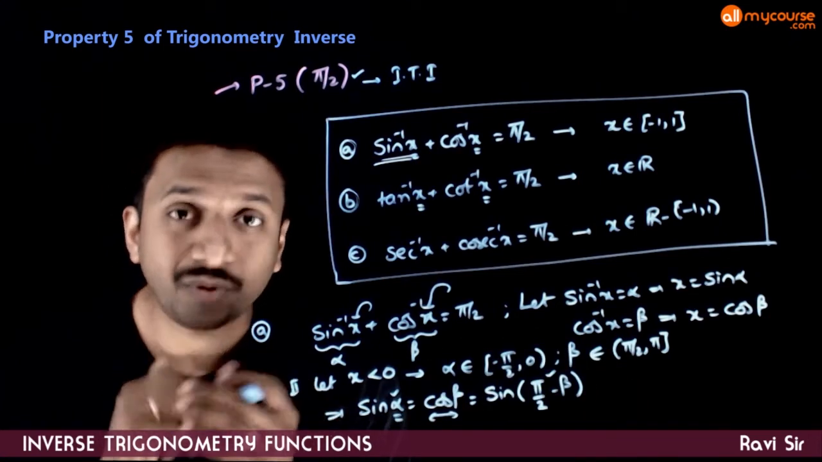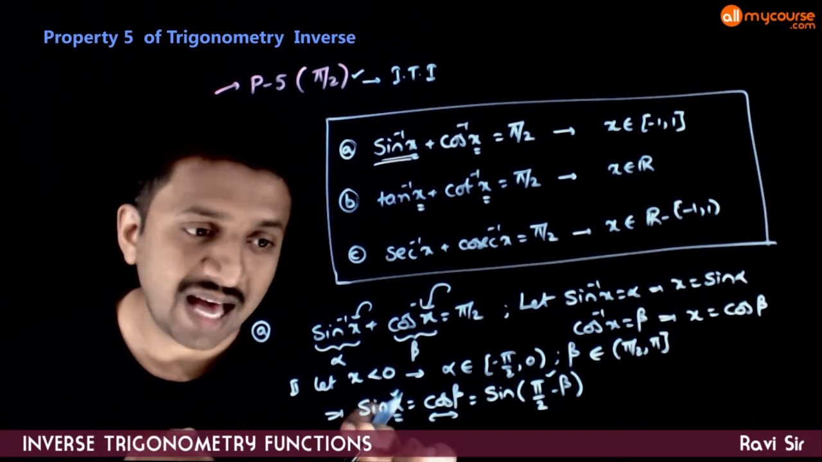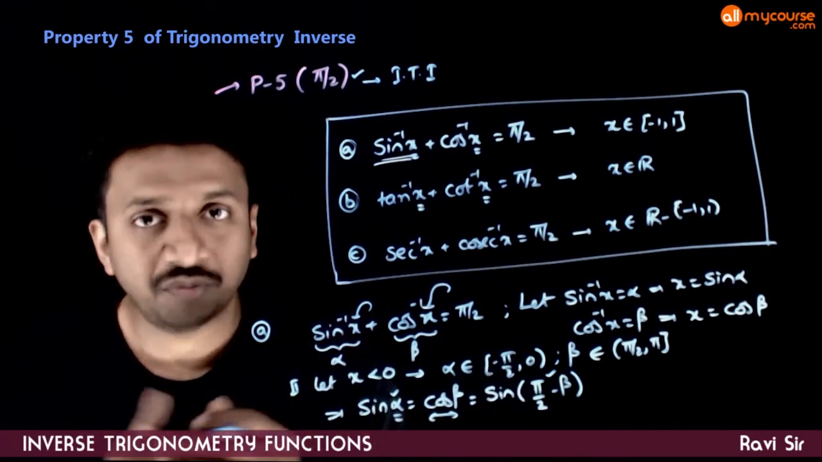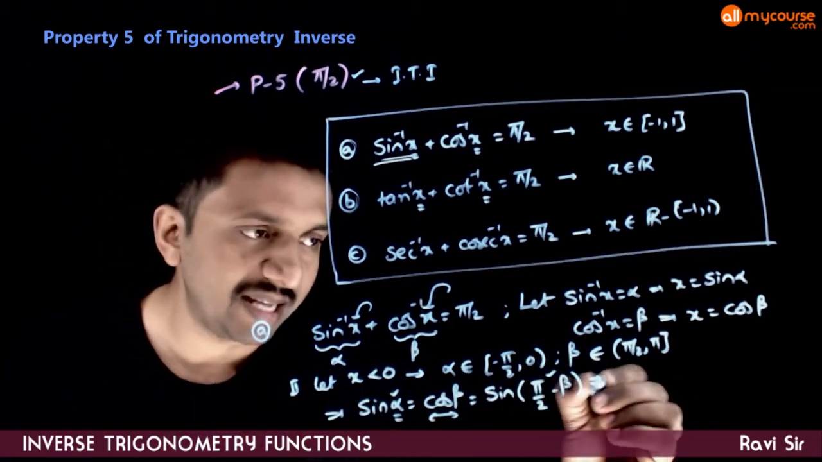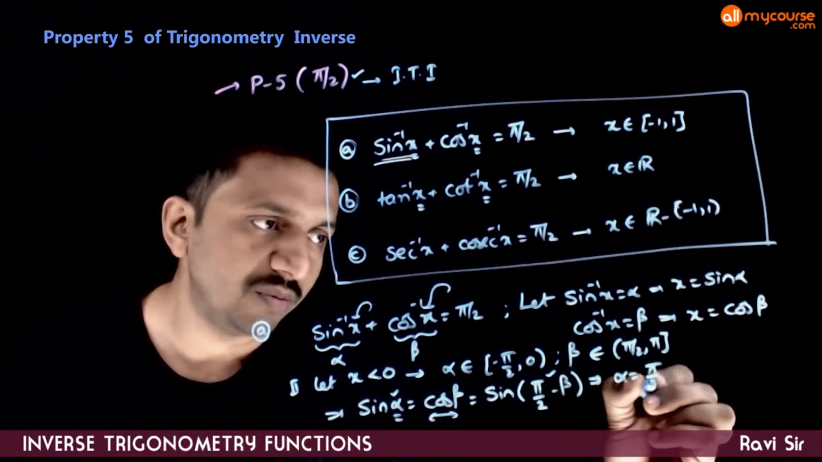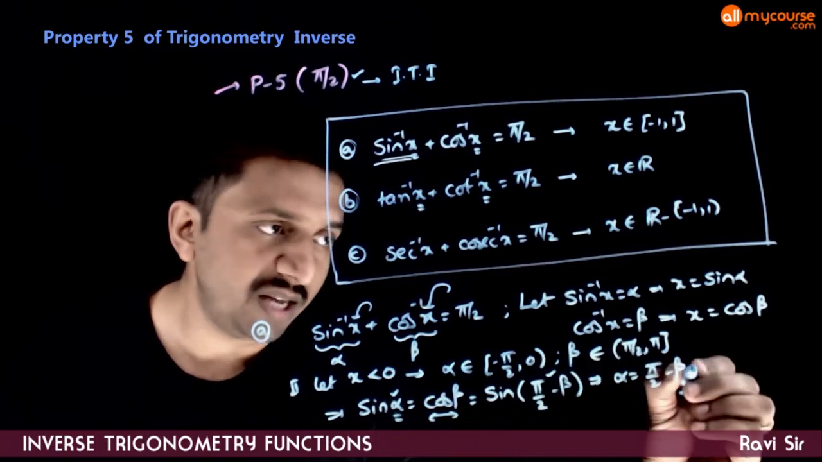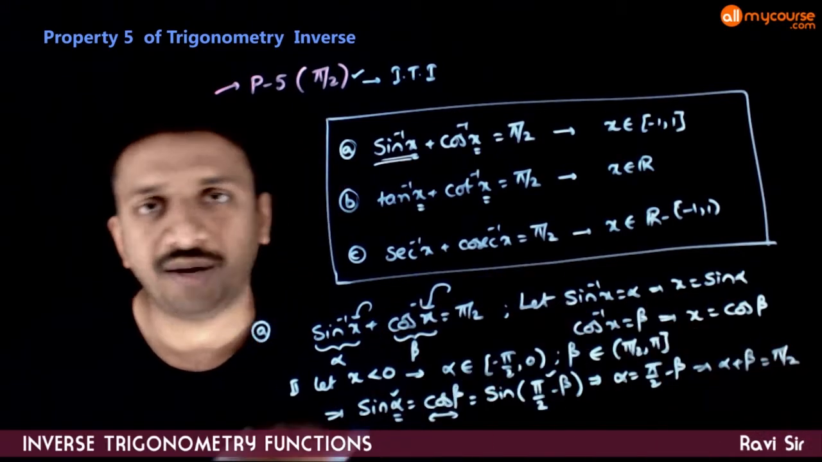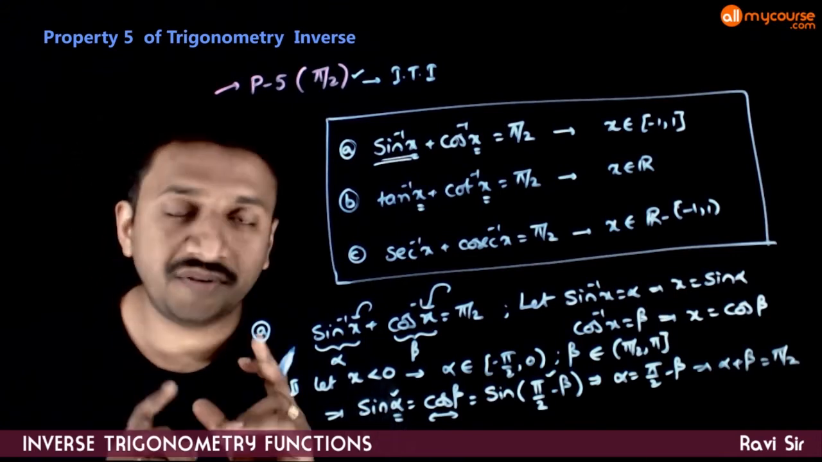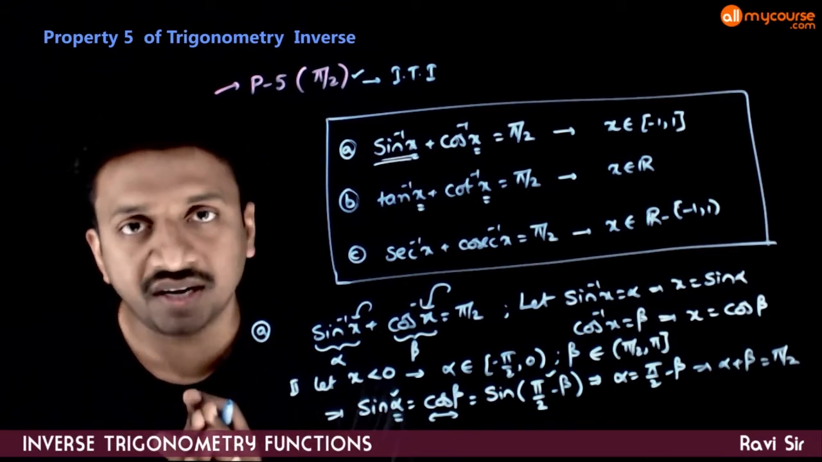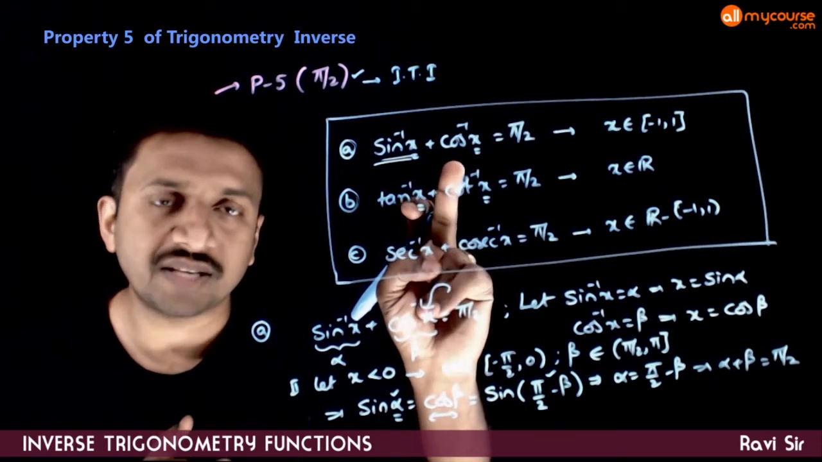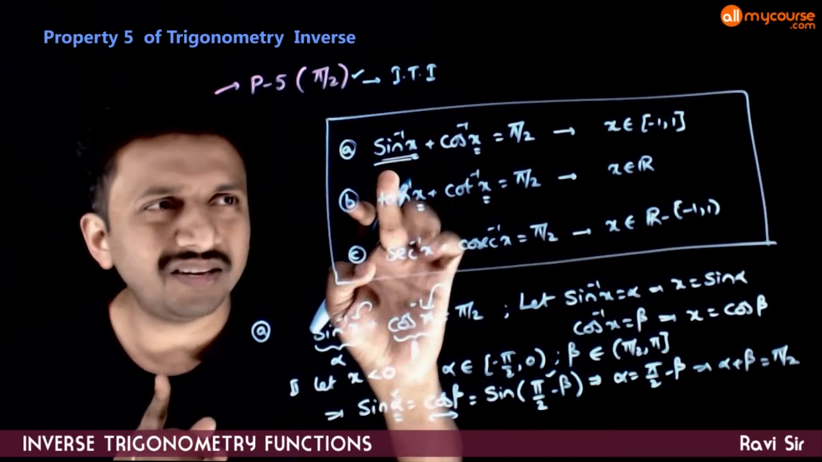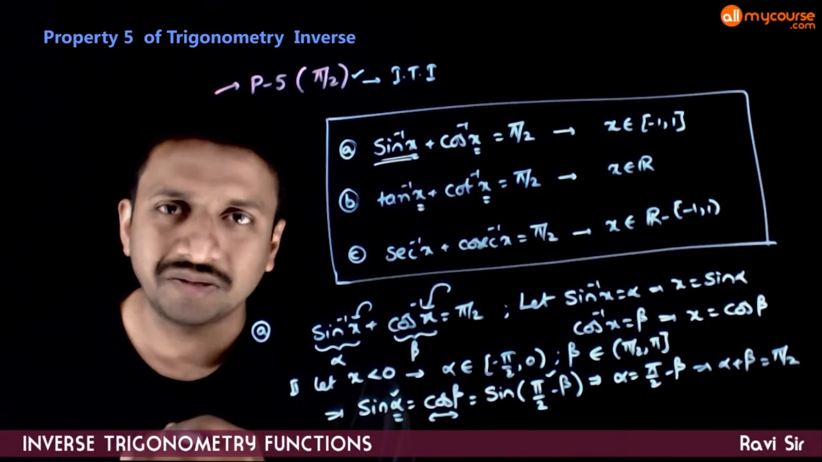Because within the fourth quadrant, sine alpha is equal to sine of something implies that these two angles have to be equal. This implies alpha is equal to pi by 2 minus beta. So alpha plus beta is again equal to pi by 2. So even if x is positive or negative, sine inverse x plus cos inverse x is always equal to pi by 2. And you can observe this from examples also.